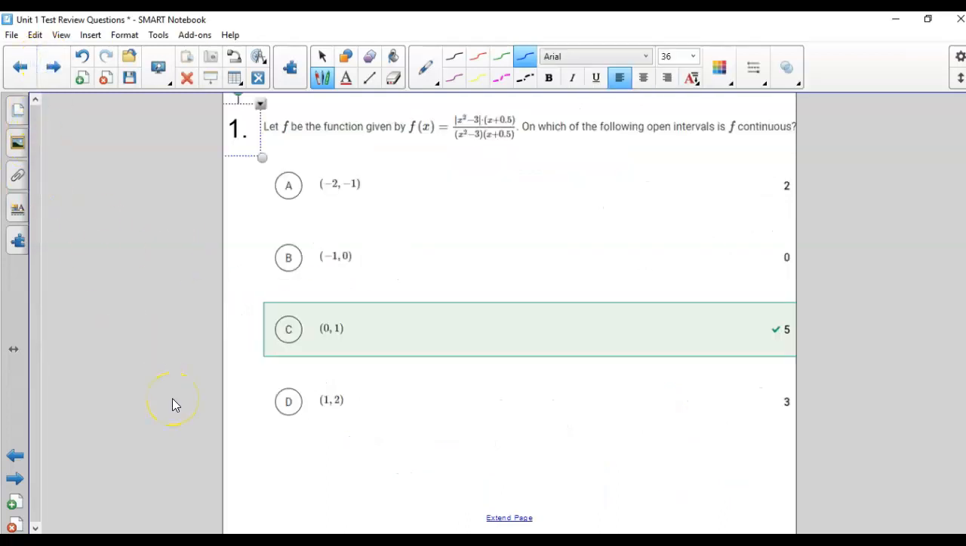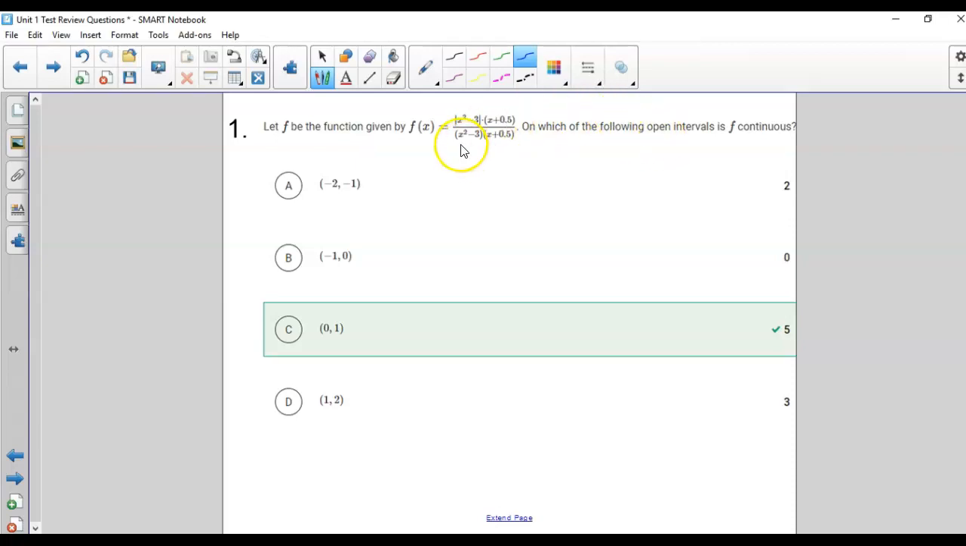Okay. Here are some problems that were highly missed from the progress check. So we're going to look at these and see how we can fix these. Feel free to skip ahead in the video if you already got one of these right and know what to do. For this question, it says let f of x be the function given by f of x, and it gives it there, on which of the following open intervals is f continuous.